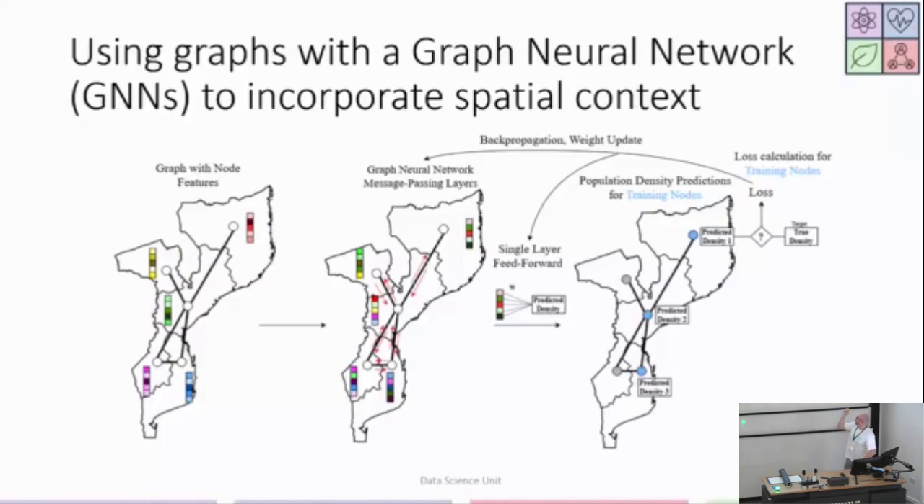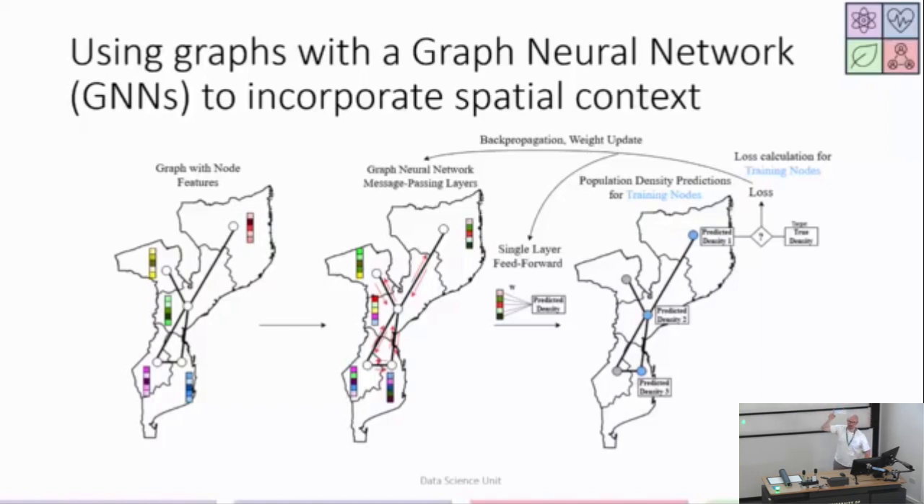So you do this a number of times. You do a single pass forward. The embeddings from the nodes are multiplied by the weights, and they get passed through a linear layer. You predict something. In this case, it's population density. You calculate the loss if you have the labels.